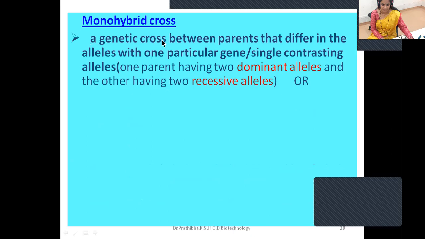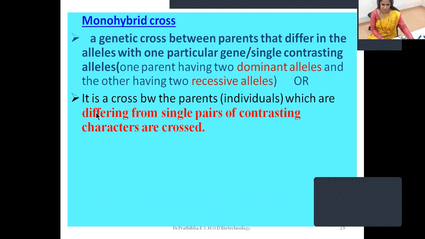A genetic cross between parents that differ in the alleles of one particular gene or single contrasting alleles. Or you can also say one parent having 2 dominant alleles and the other having 2 recessive alleles. You can give this definition for the monohybrid cross, or in a simple way you can say it is a cross between the parents, that is individuals, which differ in a single pair of contrasting characters. That is known as monohybrid cross.